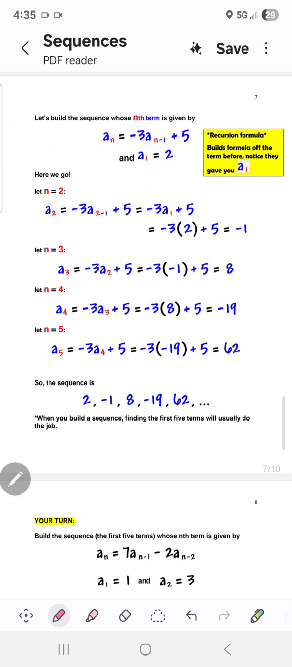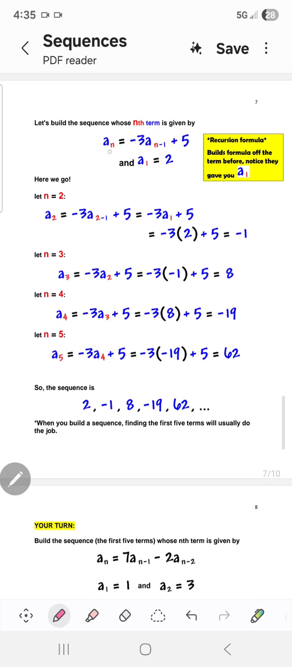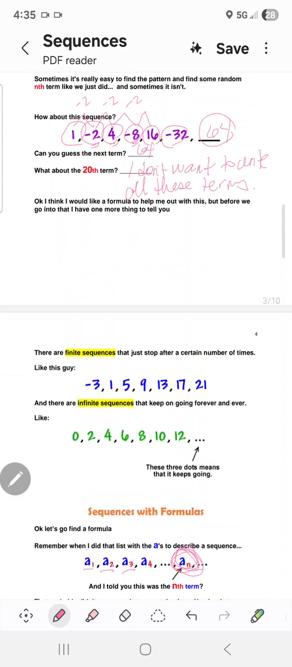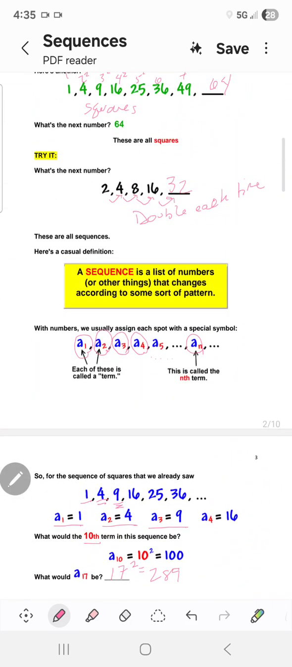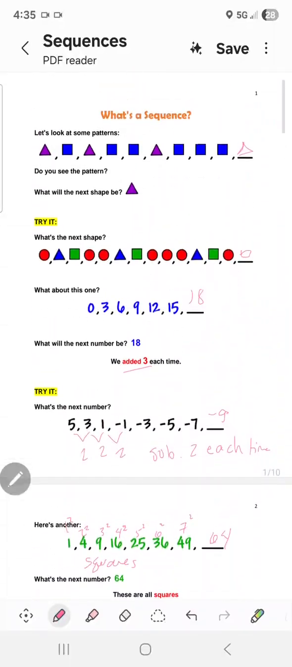Sometimes, however, formulas build off the term before. So sometimes the nth equation builds off the term before it, okay? So let's take a look, and these are called recursion formulas. Notice that I have the nth equation, yes, but there's this funny little n minus 1. Remember, n minus 1 is the term before. Let's go back. Remember? Where did we have it? I talked about it somewhere.